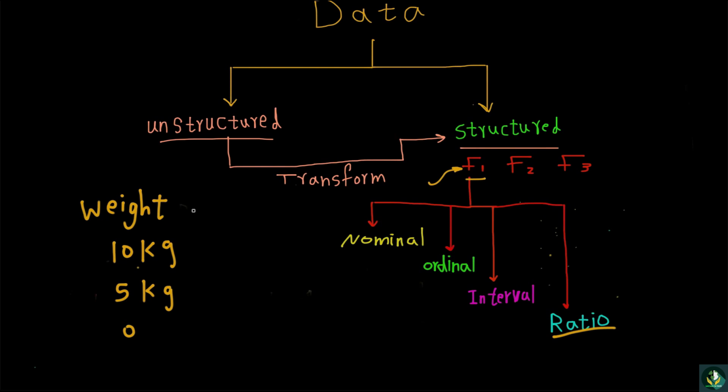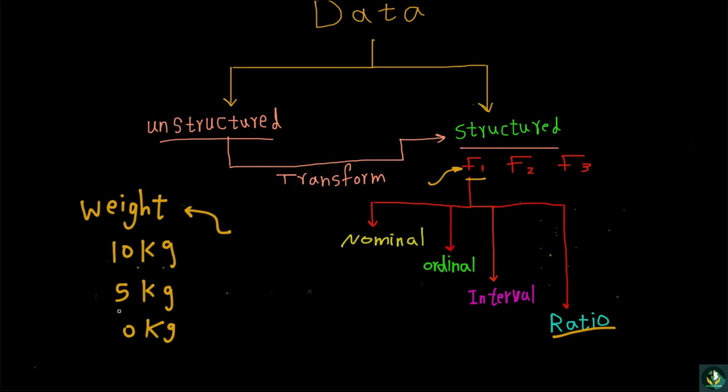For example, weight feature, it is actually a ratio feature because this feature has a true zero. For example, 0 kilogram means absence of the quantity. Okay, and here we can't say -1 kilogram or something like that. Okay, it is not possible with ratio features.